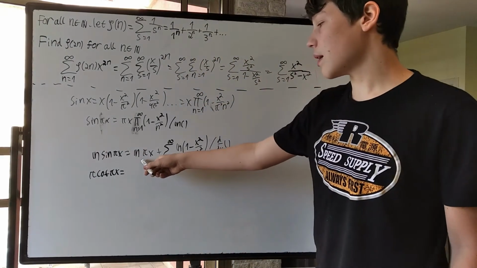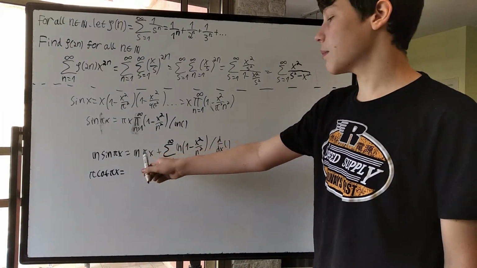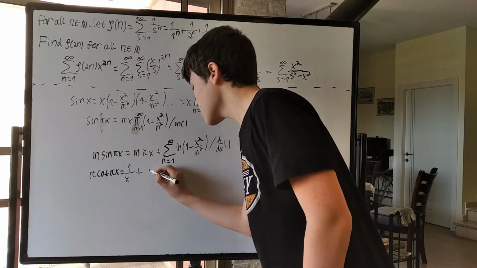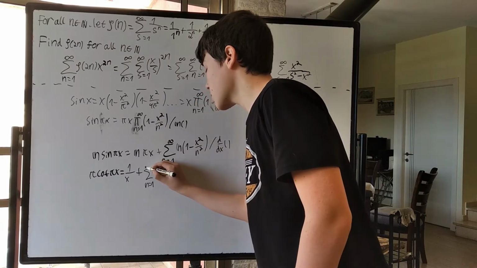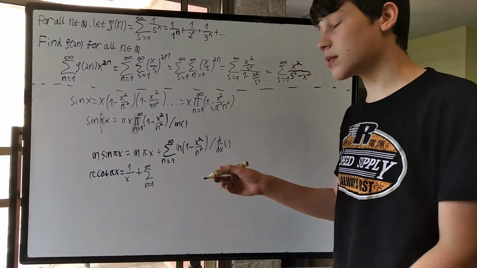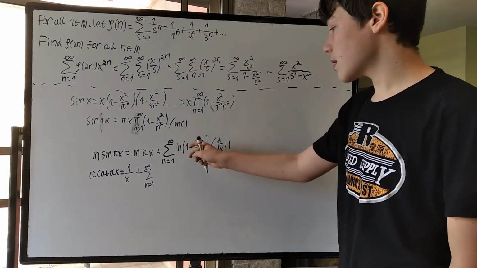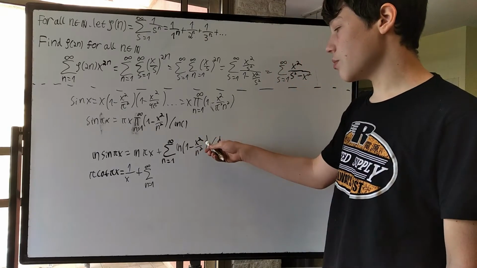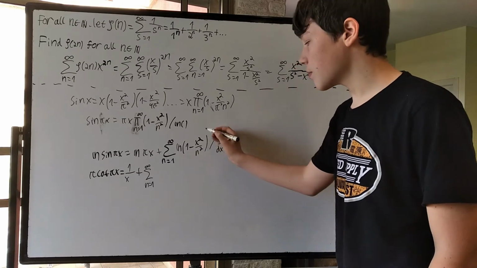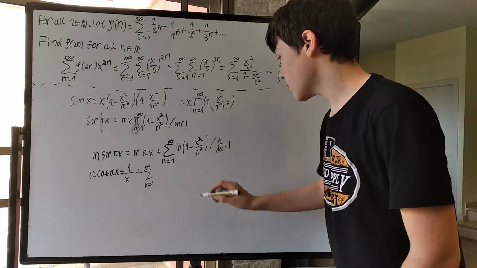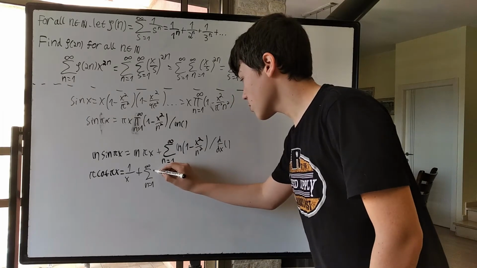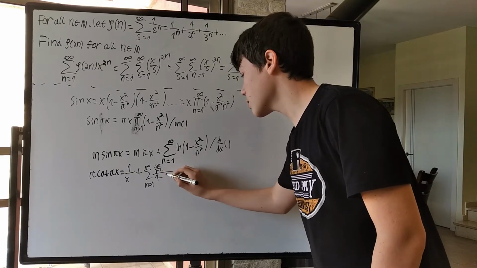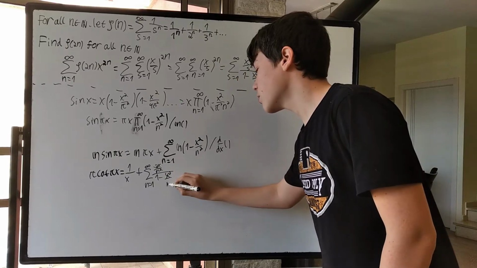This is equal to, now the derivative of this is pi divided by pi x, which is 1 over x, plus the sum as n goes from 1 to infinity. Since the derivative of the sum is the sum of the derivatives, now we need to take this derivative, and this is going to be minus 2x over n squared, which is the derivative of the inside, divided by 1 minus x squared over n squared.